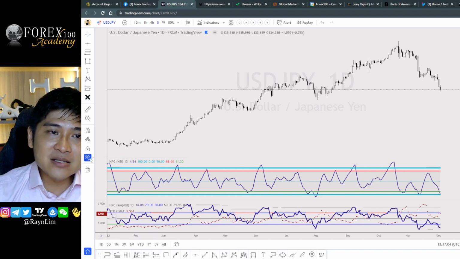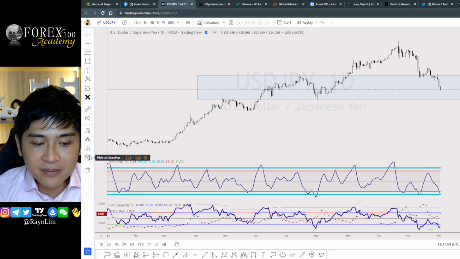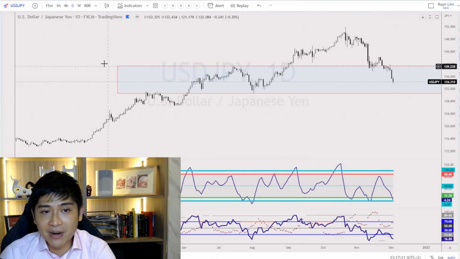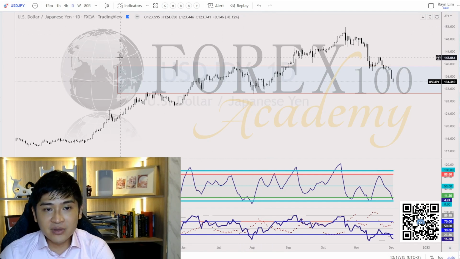Alright, so back to our daily chart. Let me share with you my analysis over here. As you can see, I'm still a buyer. I'm still looking for a buying opportunity. This analysis has not changed from the first day I plotted this buy zone over here.